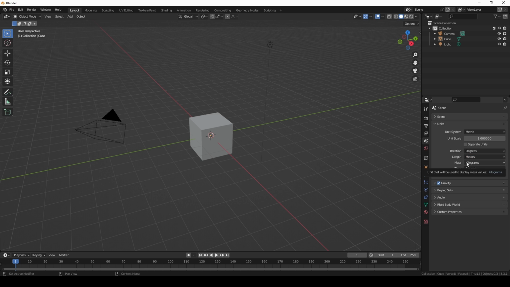The mass is kilograms as a default. It's perfectly fine. The time is seconds. And also the temperature is Kelvin. If you have to work with a different kind of temperature unit, you can change from Kelvin to Celsius. But we are familiar with Kelvin for temperature. So you can actually work with these units as well.